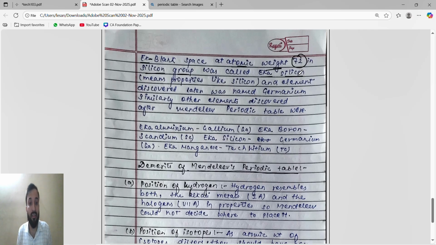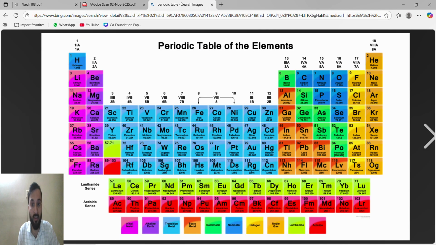See, eka means similar properties. Eka silicon means similar properties to silicon. So what he did, he left the blank space at atomic weight 72, which is in the silicon group.